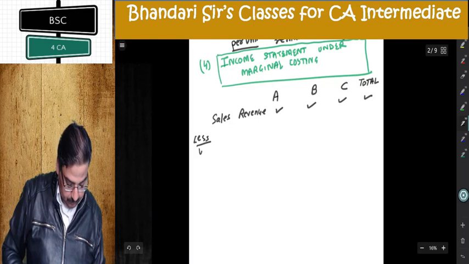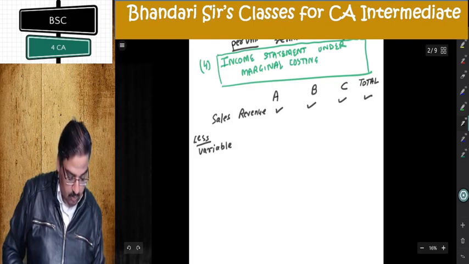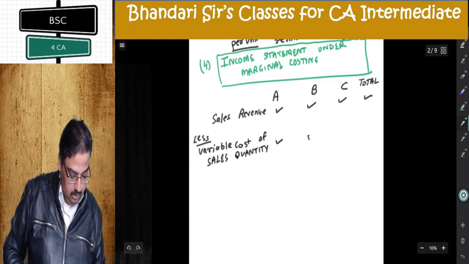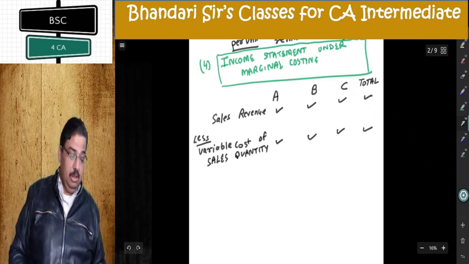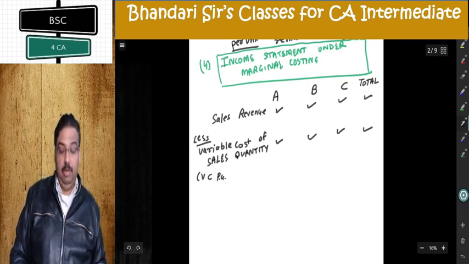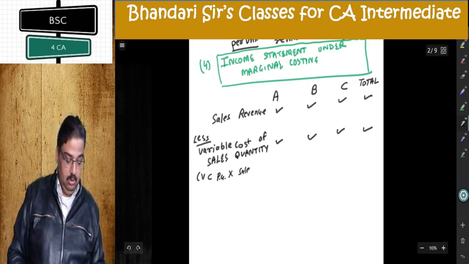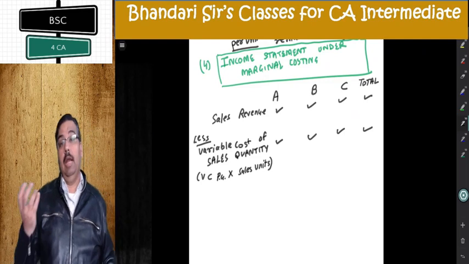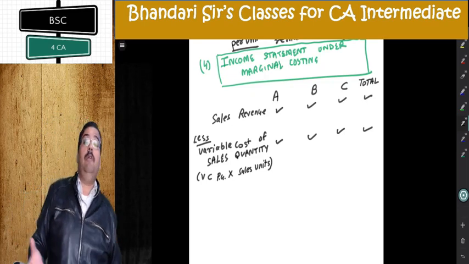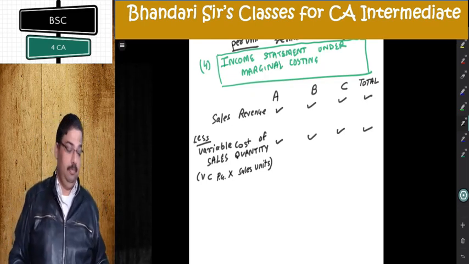Less variable cost of sales quantity. This is very important. For each product, VC per unit, variable cost per unit, multiplied by sales units. There are thoughts in mind, let us put production units, that is wrong. We have to put variable cost of sale quantity, not of production quantity.